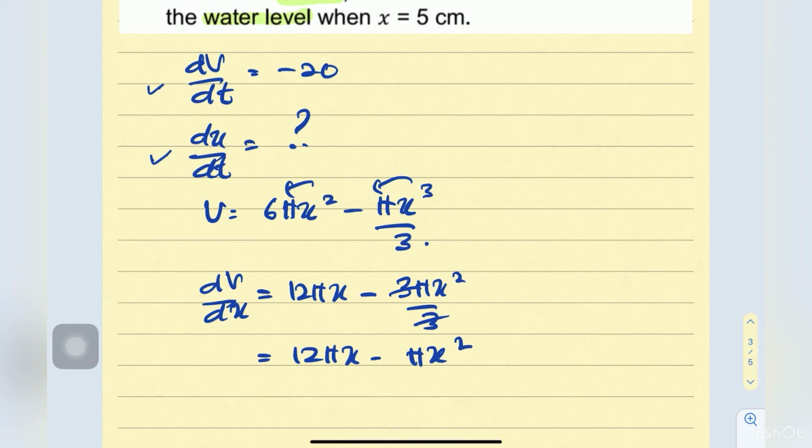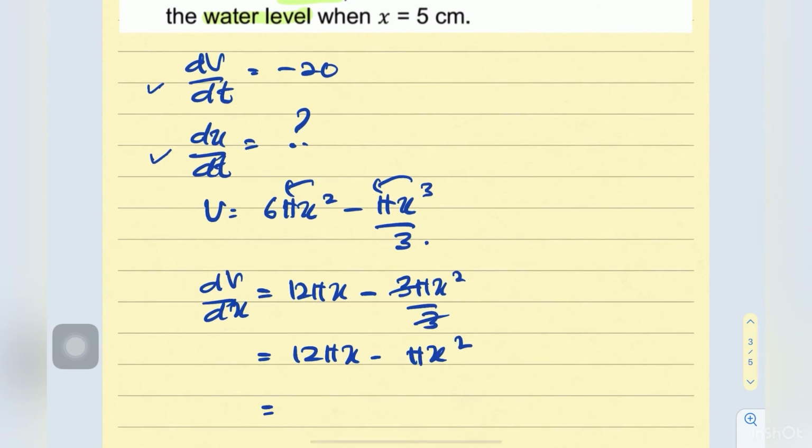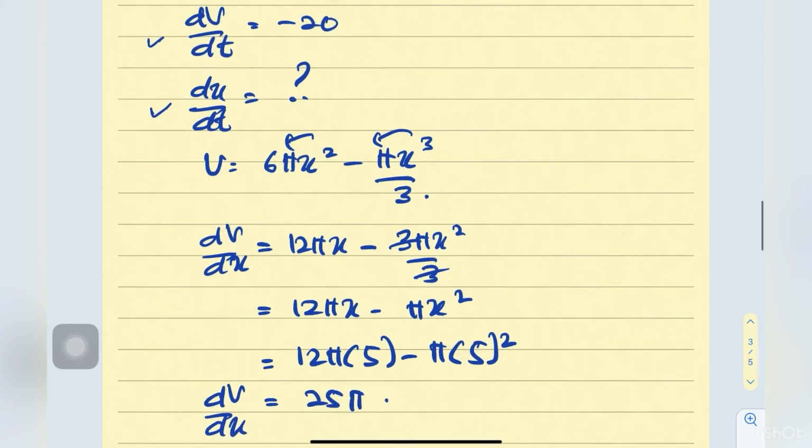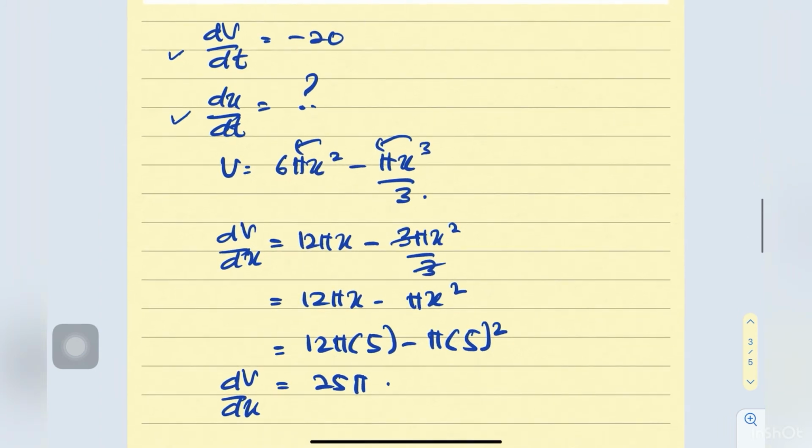Now given x is 5, so we substitute into dV/dx. So 12 pi times 5 minus pi 5 squared. This one 60 minus 25 is 35 pi. So dV/dx is 35 pi. Now look here, we have dV/dt. We are going to find dx/dt, and here we have dV/dx.